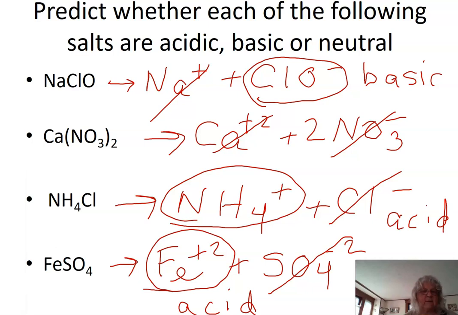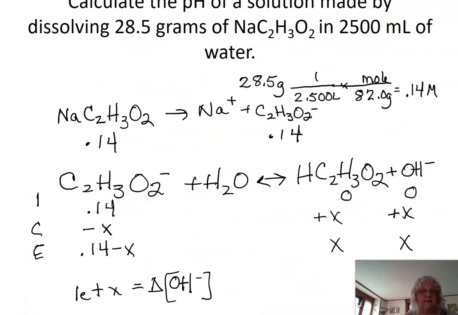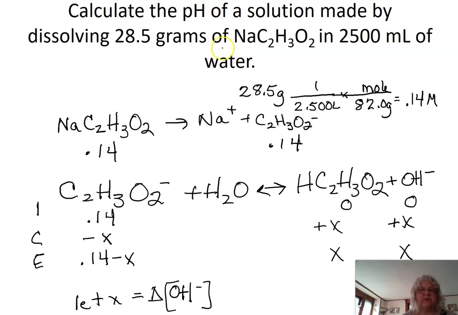All right, so the next thing that we want to be able to do is to actually calculate the pH. So not just to decide if the solution is going to be acidic, basic, or neutral, but to actually calculate the pH of a solution. I'm going to show you an example of how we would do this on this slide. So this says that we start out by dissolving 28.5 grams of ammonium acetate in 2,500 mL of water, and we want to know what the pH is going to be.